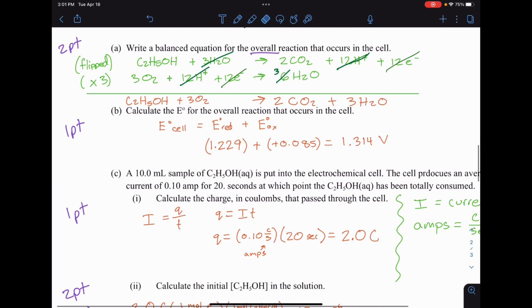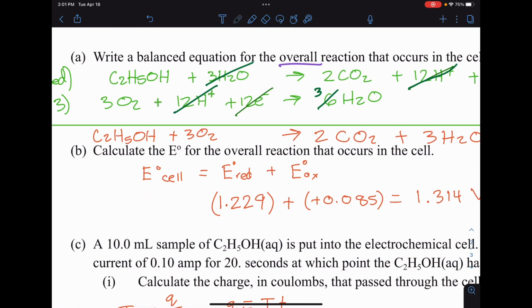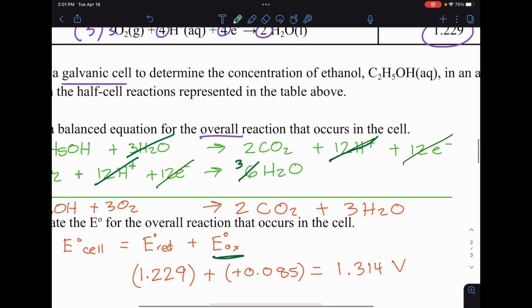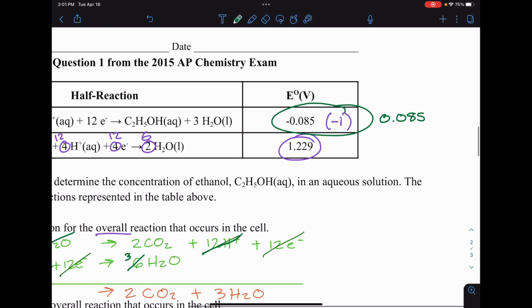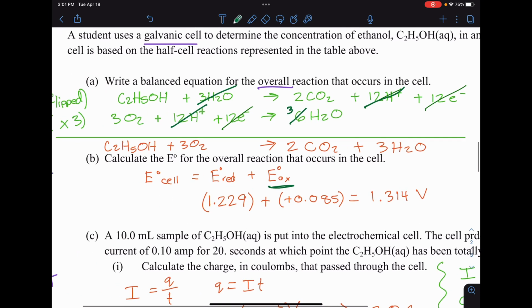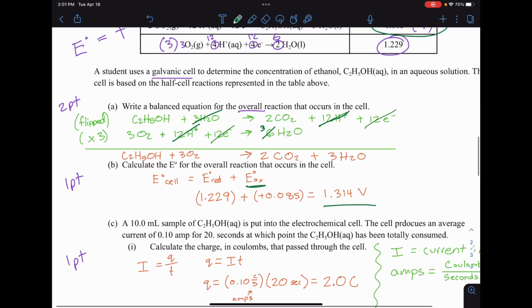Part B, calculate the E for the overall reaction that occurs in the cell. So E cell is calculated as E reduction plus E of oxidation. And when you're adding, you've got an addition symbol right here. That means that your E of oxidation, that's the reduction potential after it's been flipped, would be written as 0.085, our modified potential. So we've got 1.229 plus the 0.085 gets you 1.314, and that is worth 1 point.